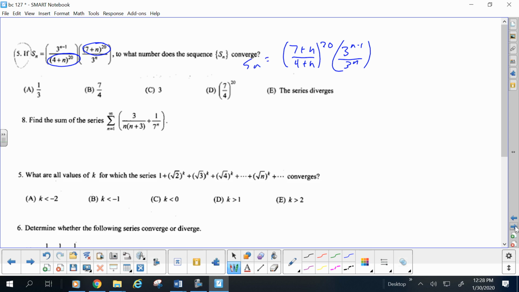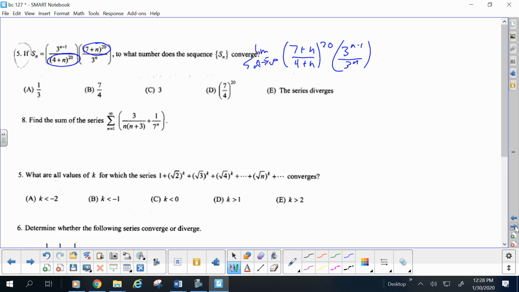Now I should step back here. What's the question? Is this a series question or a sequence terms kind of question? It's the sequence. So I'm not looking to add anything. I just want to know, do the terms have to go to 0 here, or do the terms have to just go somewhere to a number? I'm not trying to add them, so I don't care if they go to 0 or not. I'm just saying, do the terms approach a limit? So I need to take an infinite limit on this.